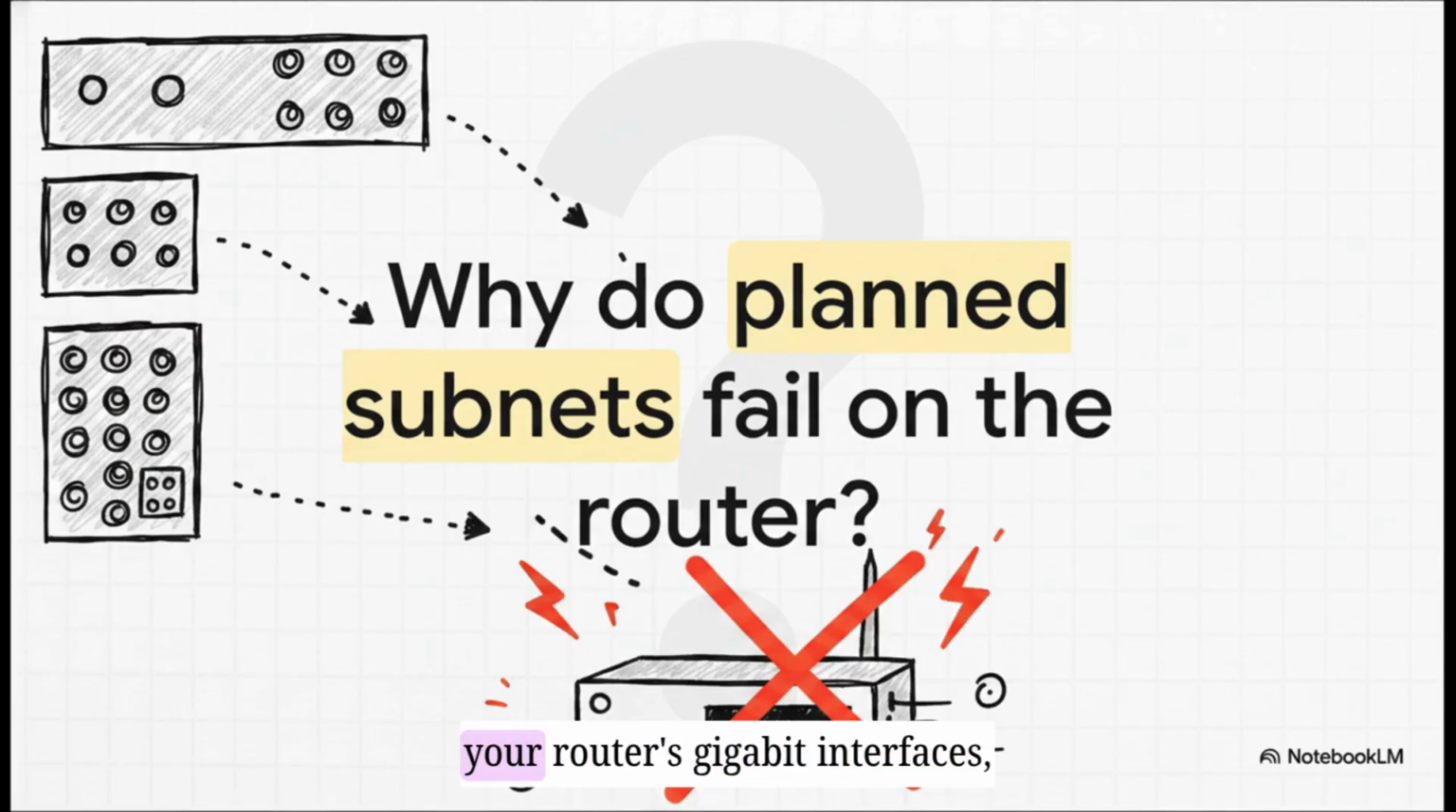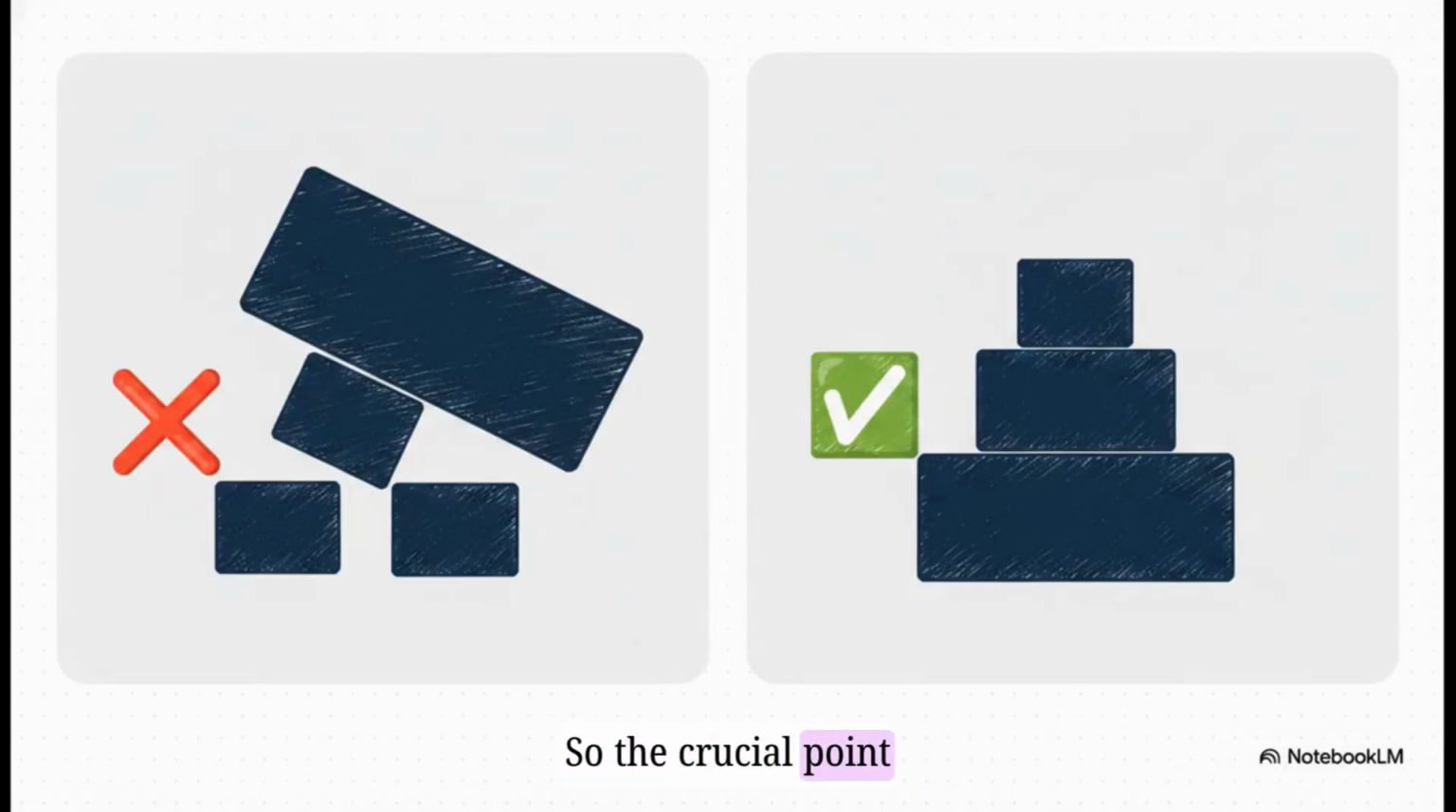Then you go to configure your router's gigabit interfaces, you type in the IP and mask for your second subnet, and bam! The router immediately throws an overlapping network error. Why in the world did this happen when your math was flawless? So the crucial point is how binary math interacts with block sizes. The classic candidate trap here is starting with the smallest networks first.